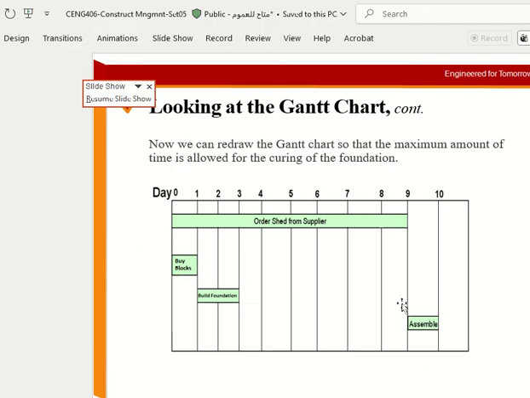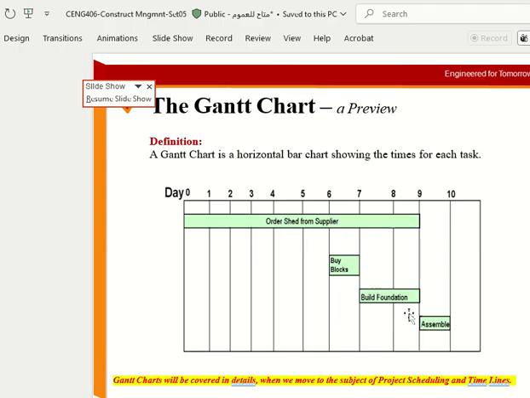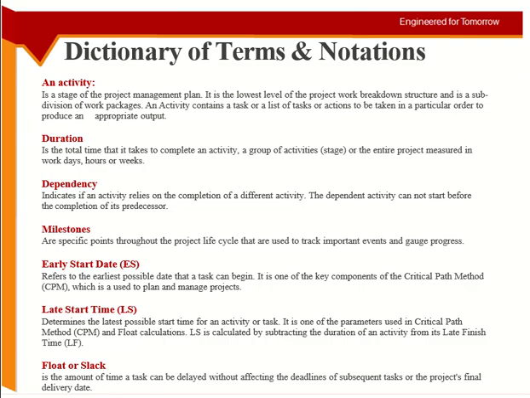Now for assembly and for order, the first and the last activity, you can see the early and late is the same here. So for these two activities, there is no early or late, they are the same. That's why I said every activity in the project can have an early start or a late start. Can have, not must, and if they have, it can be the same as well.